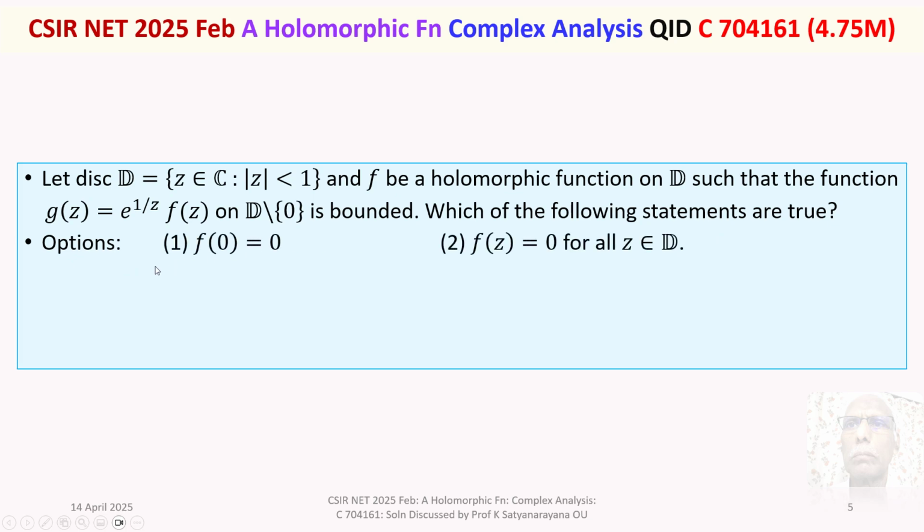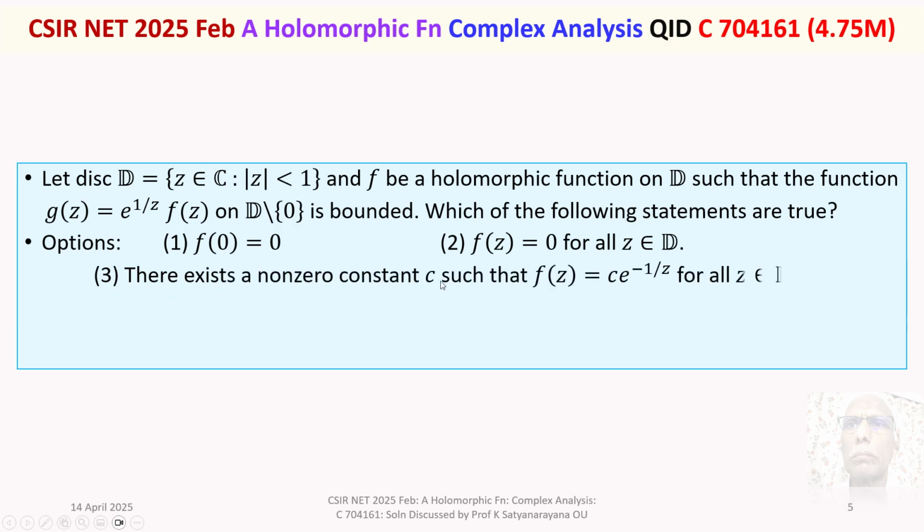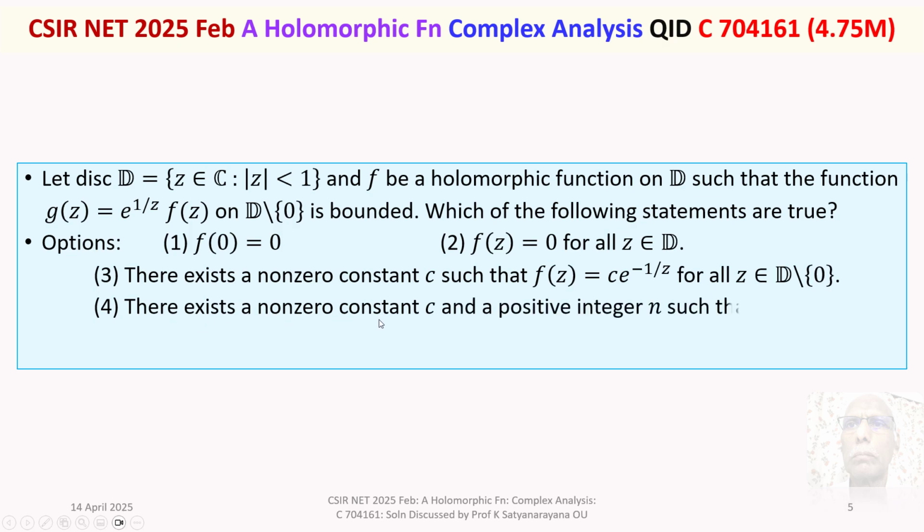We are given four options. Option 1, f of 0 is equal to 0. Option 2, f of z is equal to 0 for all z belonging to D. Option 3, there exists a non-zero constant C such that f of z is equal to C e power minus 1 by z for all z belonging to D minus the singleton 0. Option 4, there exists a non-zero constant C and a positive integer n such that f of z is equal to C into z power n into e power minus 1 by z for all z belonging to D minus the singleton 0.